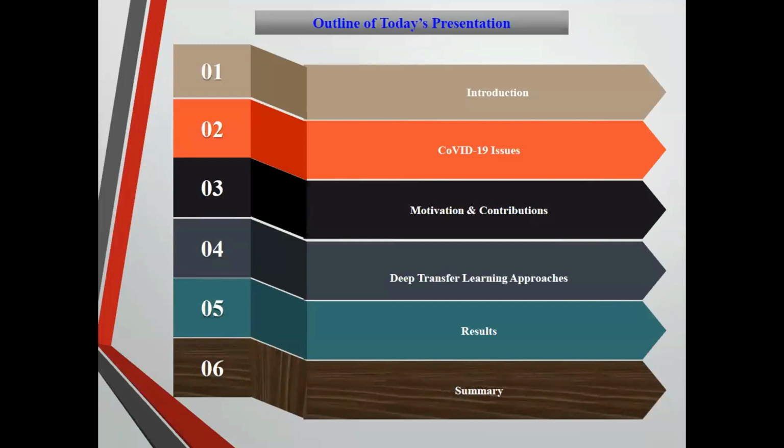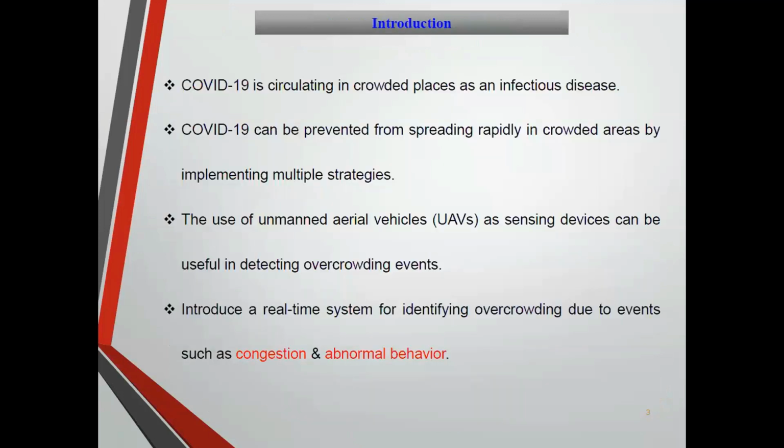COVID-19 issues, motivation and contribution, deep transfer learning approaches and regions. First, in the introductory section, COVID-19 is circulating in crowded places as an infectious disease. So COVID-19 can be prevented from spreading rapidly in crowded areas by implementing multiple strategies.